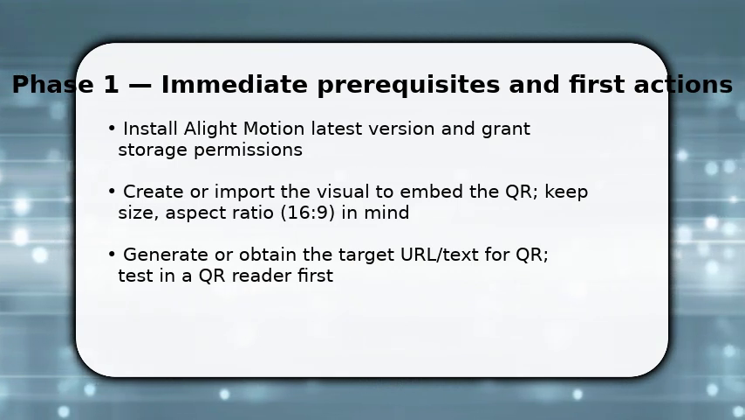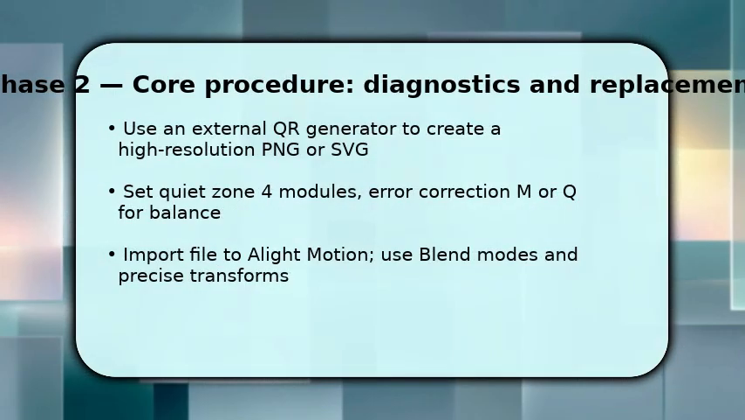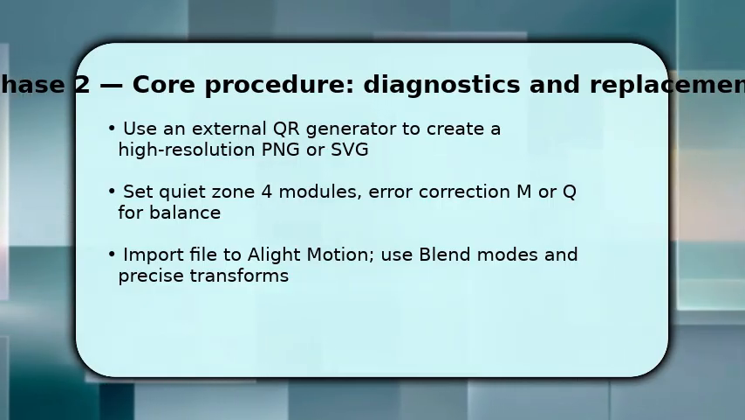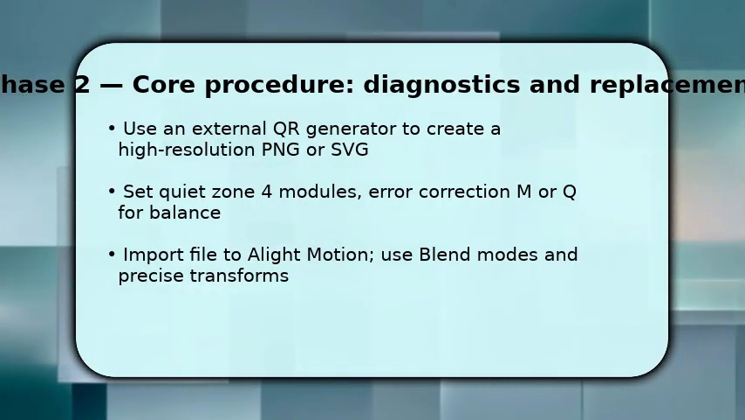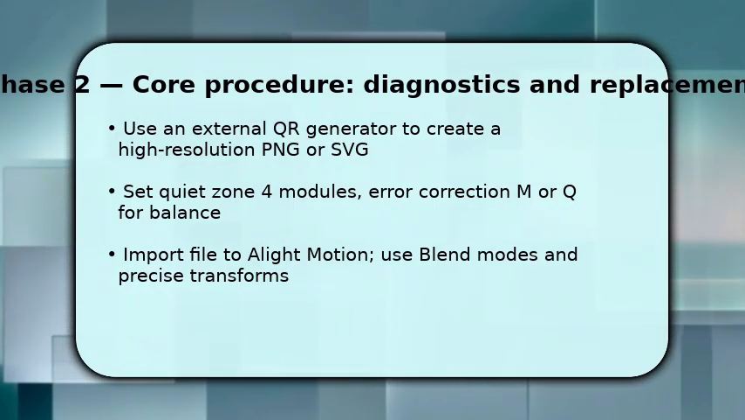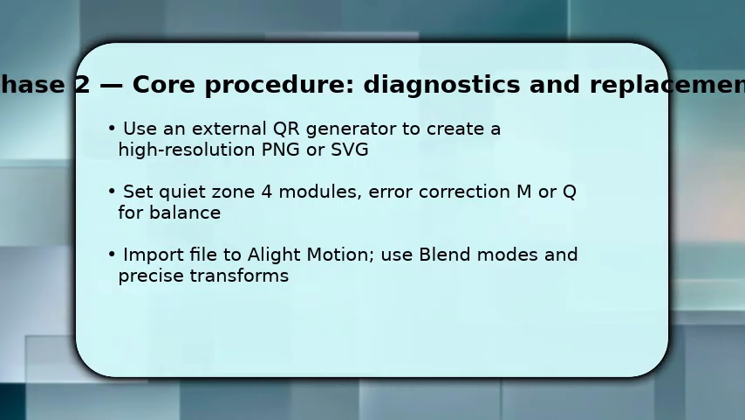Now generate the QR using a dedicated generator. Choose PNG or SVG with high resolution, set the quiet zone to 4 modules, and pick error correction M or Q depending on how much distortion you expect. Save the file and import it into Alight Motion.